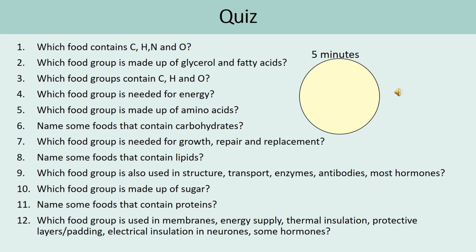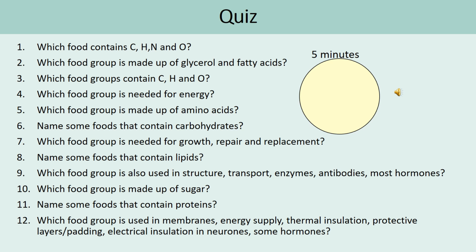Okay, we are going to have a little quiz now. It looks like a really big quiz, but you don't need to write down the answers unless you want to, just to make sure you don't forget them. I'll read through them and then we'll go through the answers. So question 1. Which food contains carbon, hydrogen, nitrogen and oxygen?